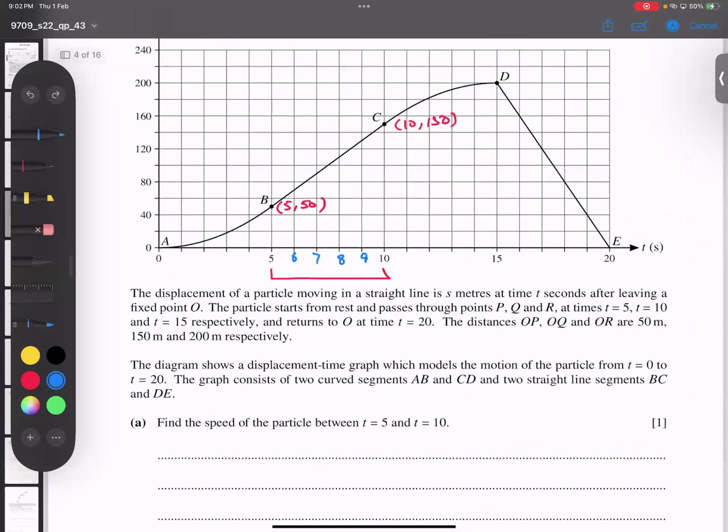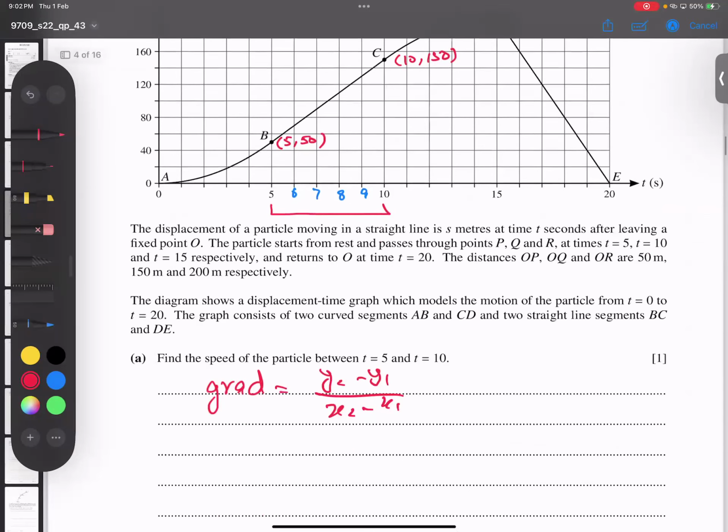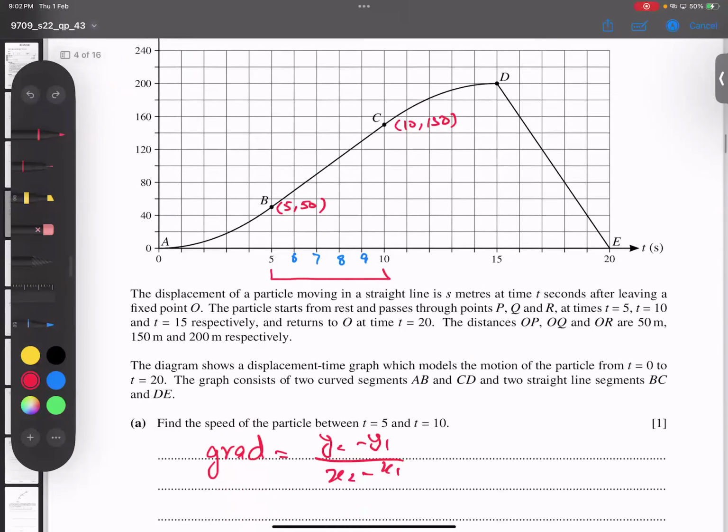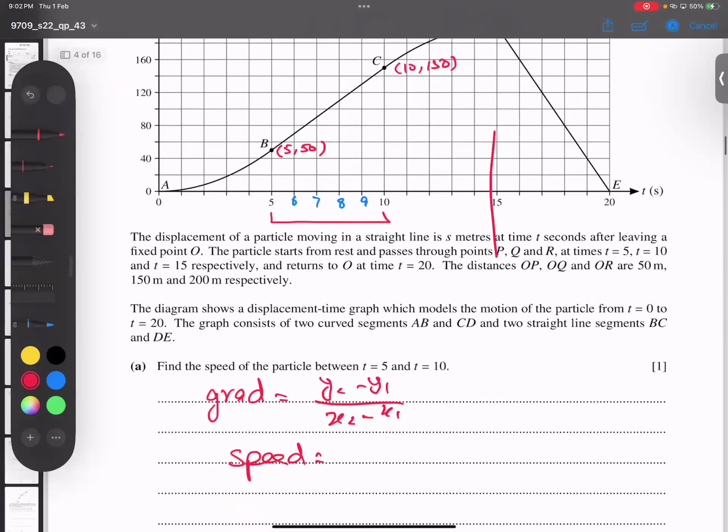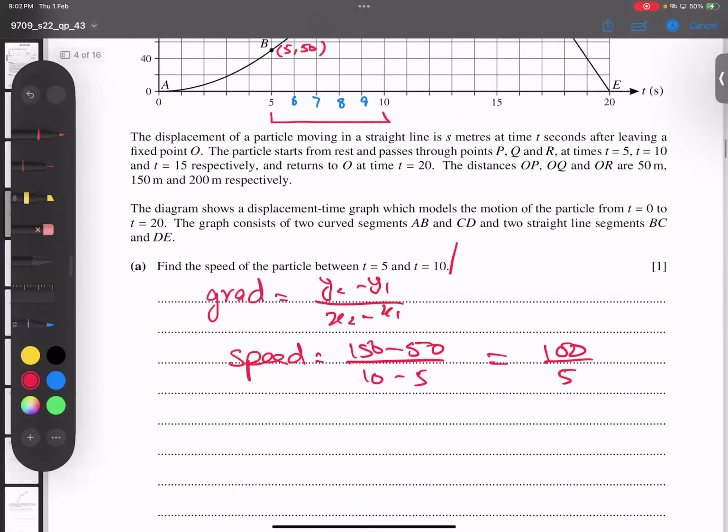So let's start. Gradient, we have a very clear formula: y2 minus y1 over x2 minus x1. This will give us speed because we are looking for speed, and the rule is: when a distance time graph is given, it will give us speed. So speed is equal to what, students? I'm finding 150 minus 50 divided by 10 minus 5. So here I got 100, here I got 5, and I got 20 meters per second. So speed, I got it.